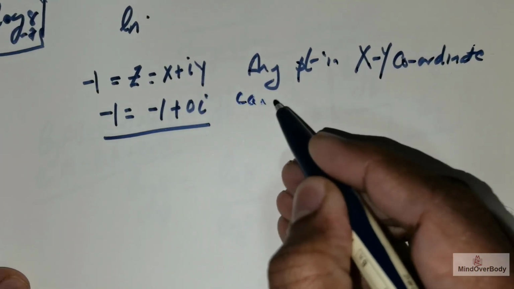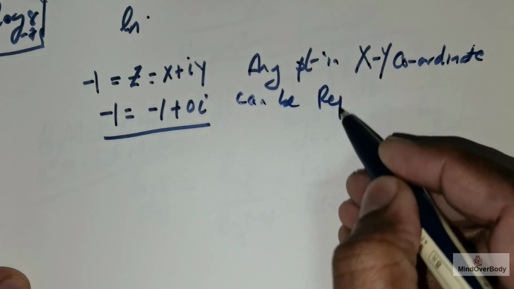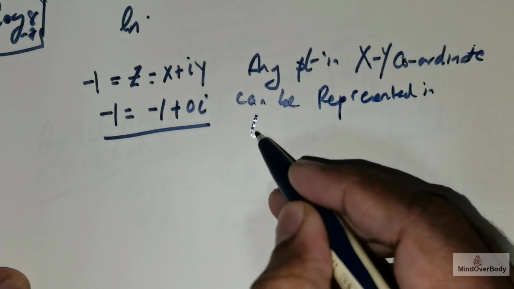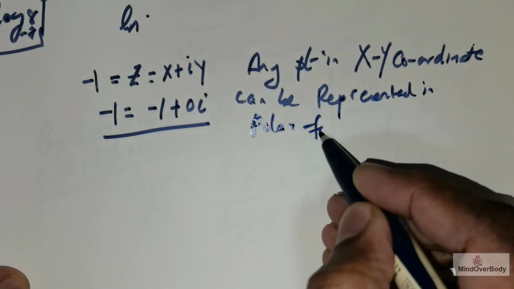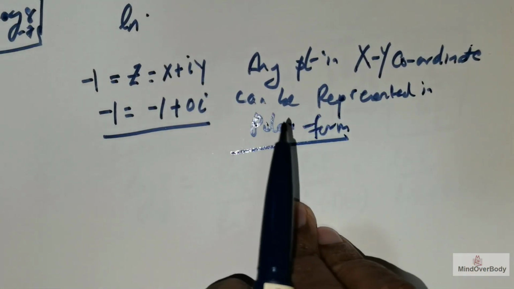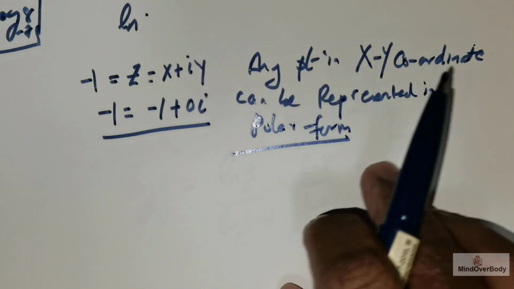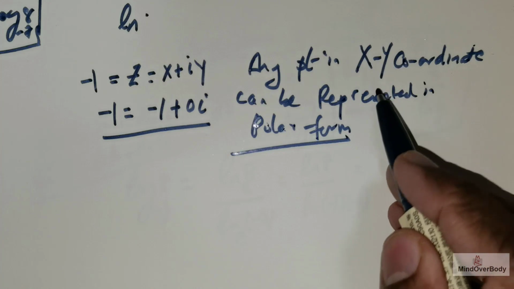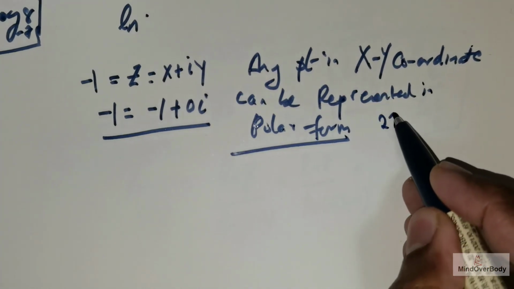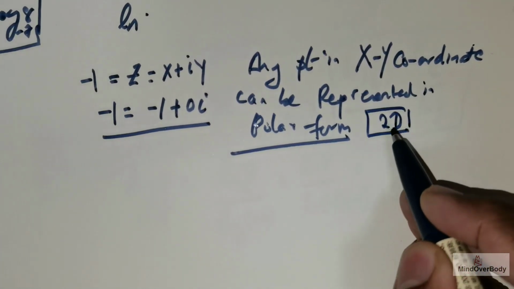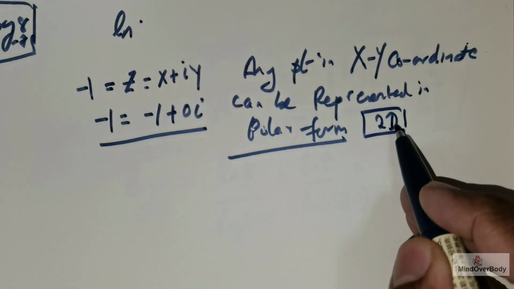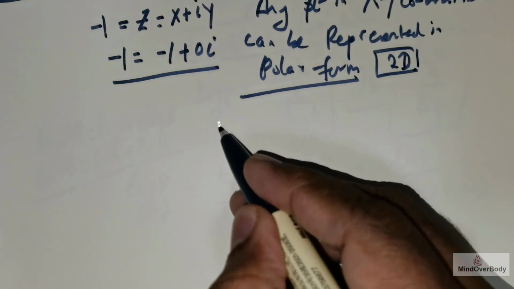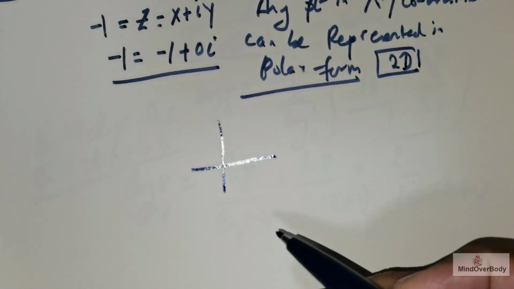Now, having mentioned this, it is also imperative to understand that any coordinate, any point in the xy coordinate system can be represented in polar form. Now, what exactly does it mean? It means, all I'm saying is, if I'm given a coordinate in the xy plane, I can also have another representation. Okay, this is a two-dimensional representation, and that representation is actually given by what is called polar form. Now, let me give you a slight introduction to polar form.